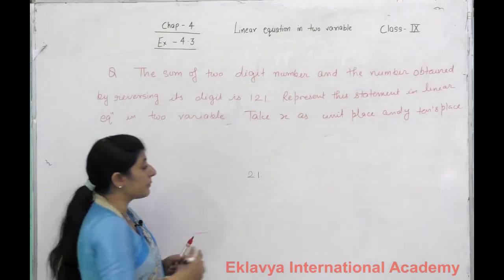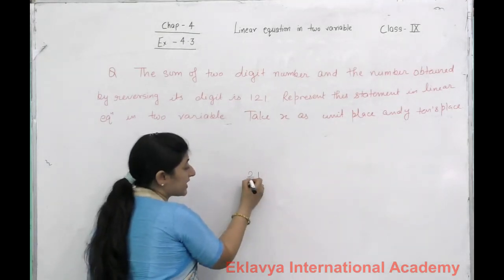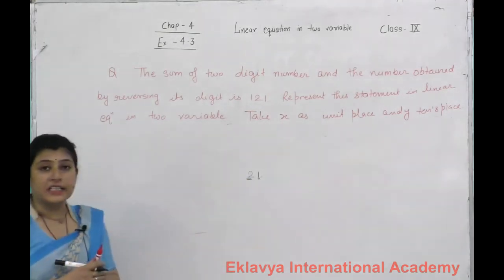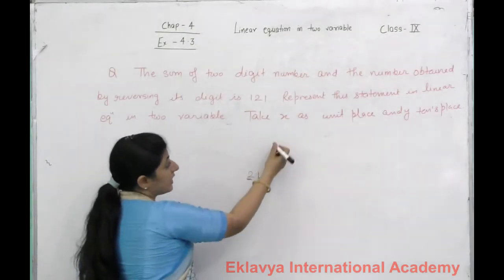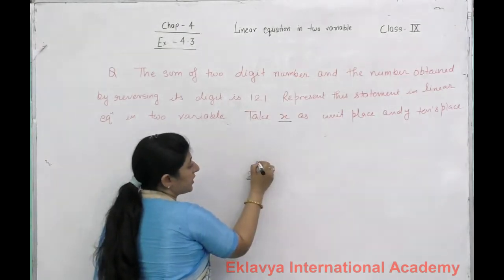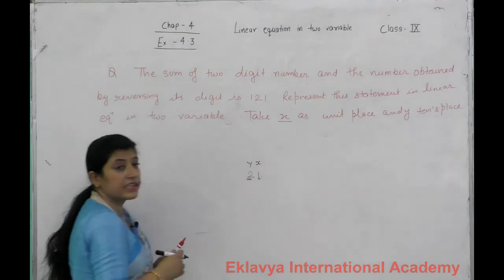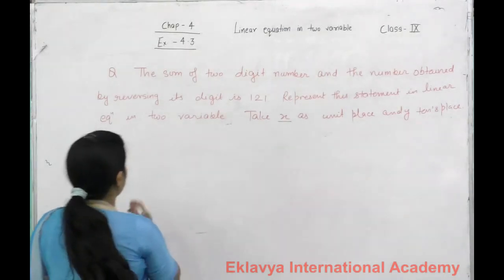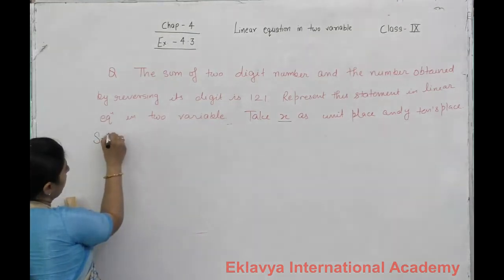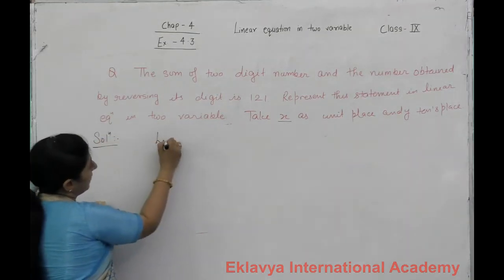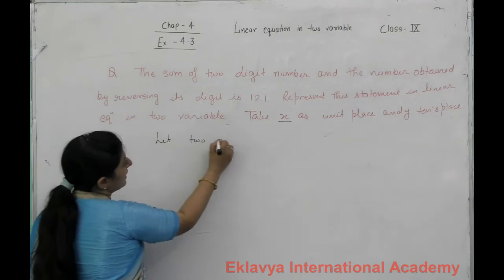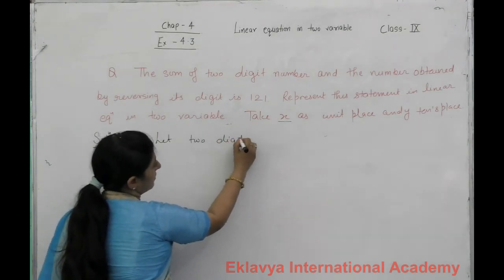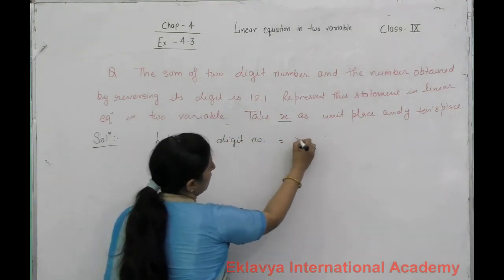This is a two digit number. This is the unit place and this one is the tens place. Here, given x as the unit place and y as the tens place, so we write yx. So let the two digit number be yx.